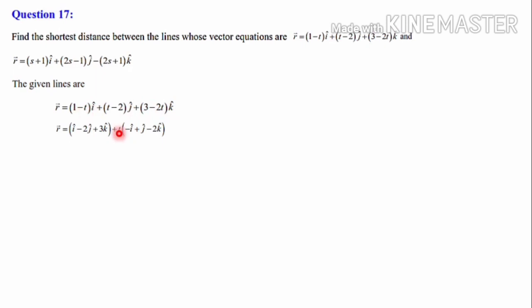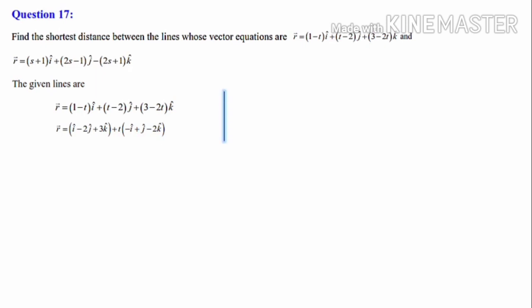That t we can take as common. T if you take outside, here there is minus 1. So minus 1 into i is minus i, plus j. Here it is t is there, and since t is outside there is only 1. 1 into j, that is j. Then here minus 2t is there. T outside going means minus 2 into k cap. So this is in the form a plus lambda into b.